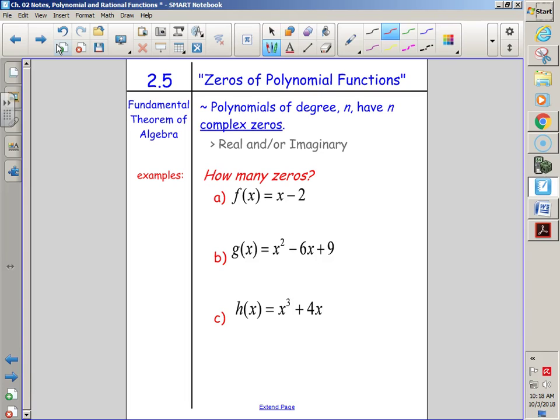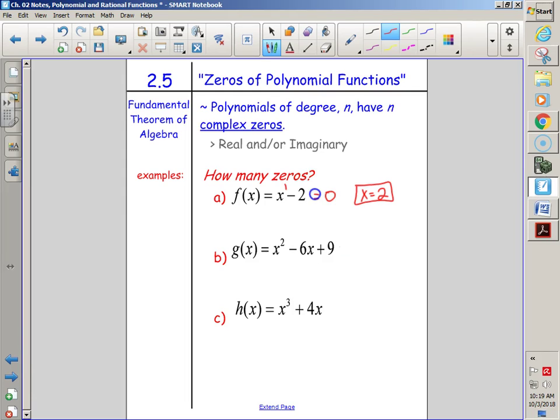Guys, what is it? x equals 2. How many? 1. What's the degree? 1. It matches. The degree of x is 1, and there's 1 zero. And you can think a line will only possibly go through once. A line is never broken unless it's piecewise, and that's not a linear function. It's not polynomial if it's piecewise. Letter B, how could we find the zeros?